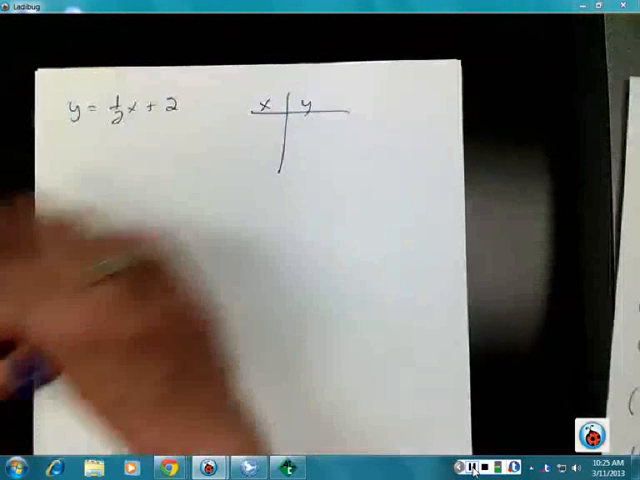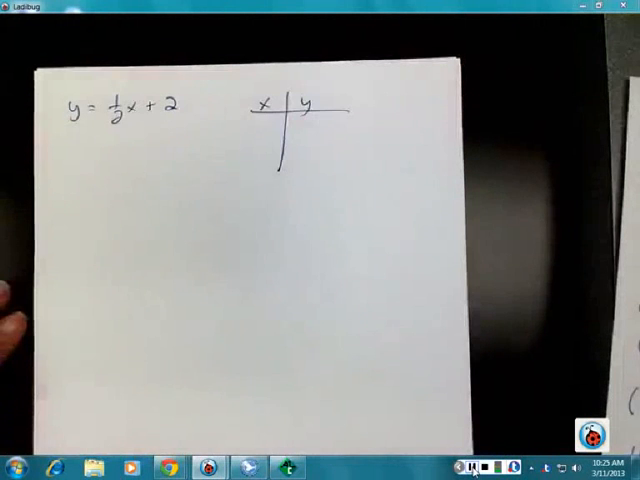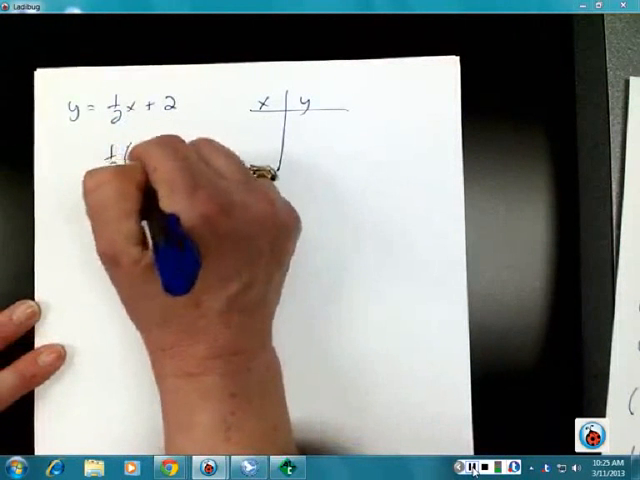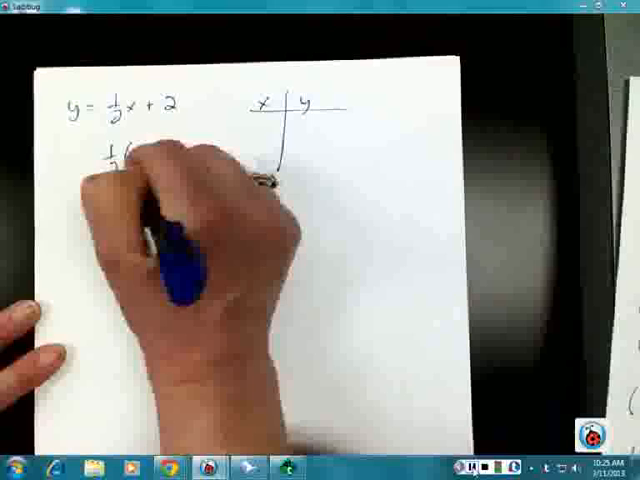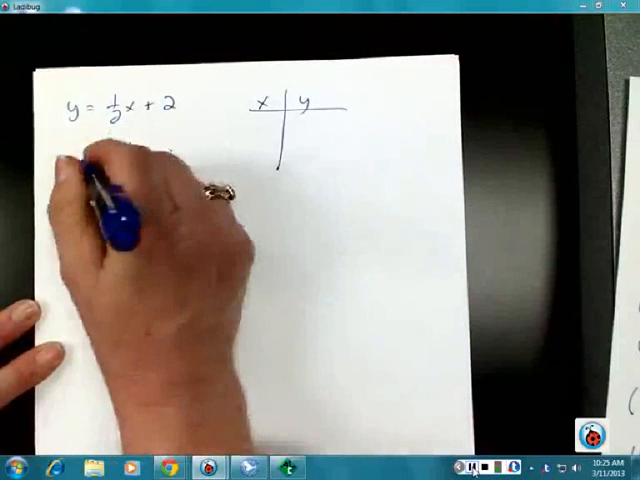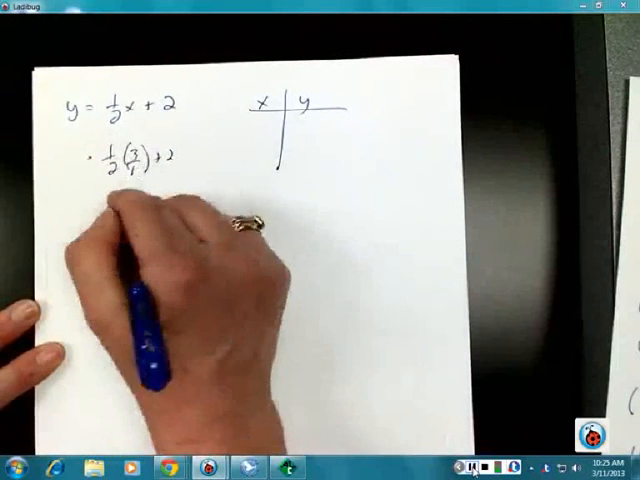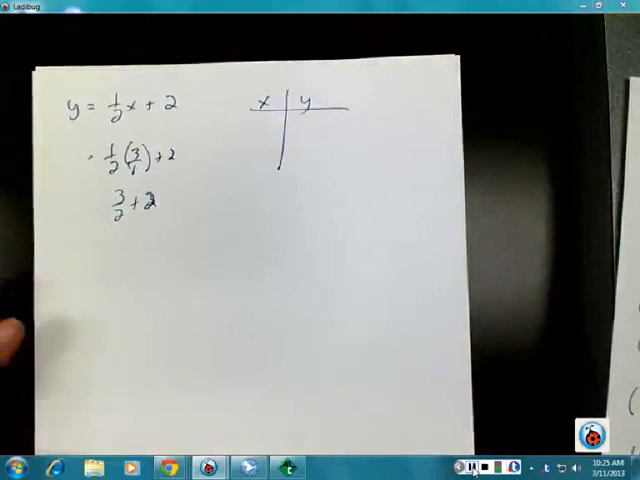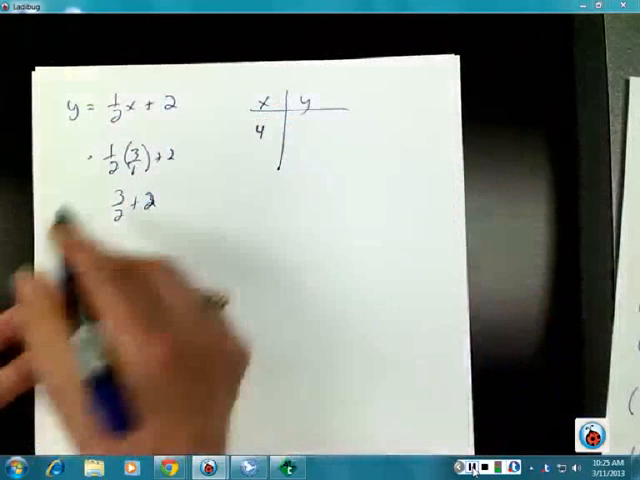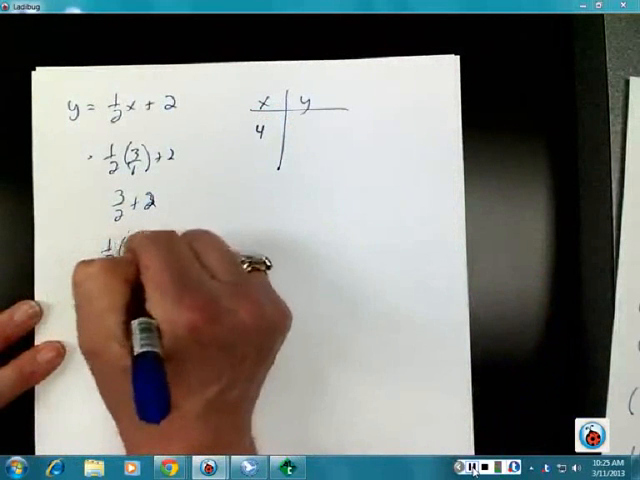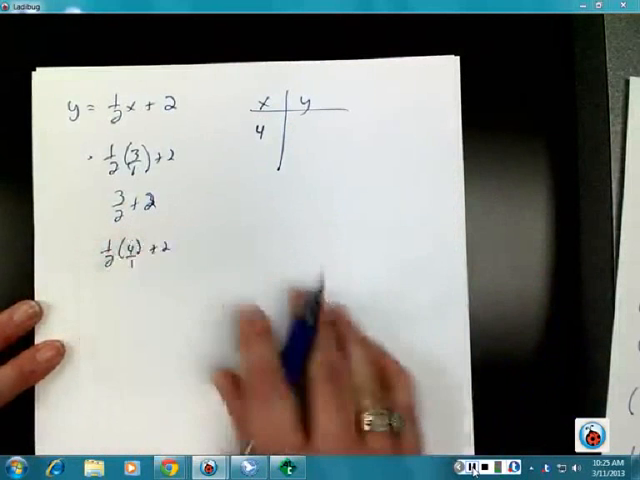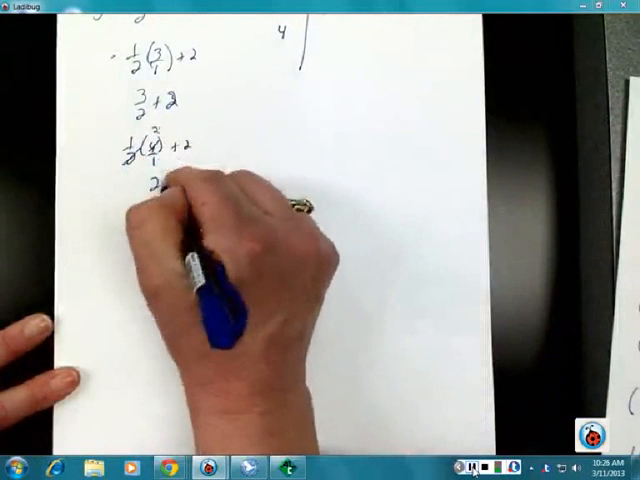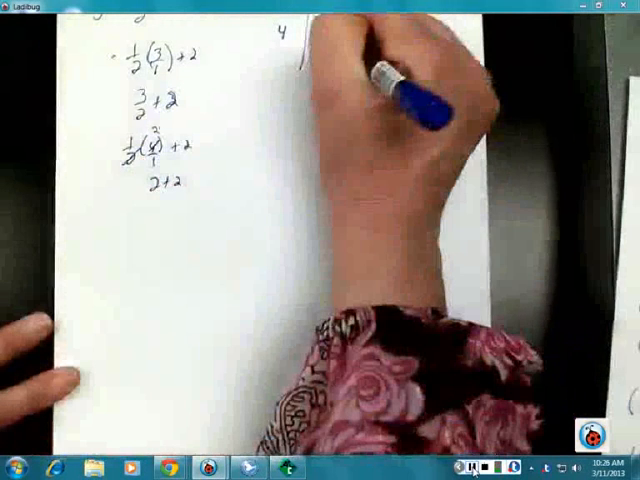Because if I can get rid of that denominator, it's going to make my life a whole lot easier. If I put 3 in here and have 1/2 times 3 over 1 plus 2, doesn't make life very easy, does it? Because nothing cancels, so I end up with 3/2 plus 2, which makes it a lot harder to work with. But if I would have put a 4 in there, the 2 and the 4 will cancel, which leaves me with 1 times 2 is 2 plus 2, and I get an answer of 4.